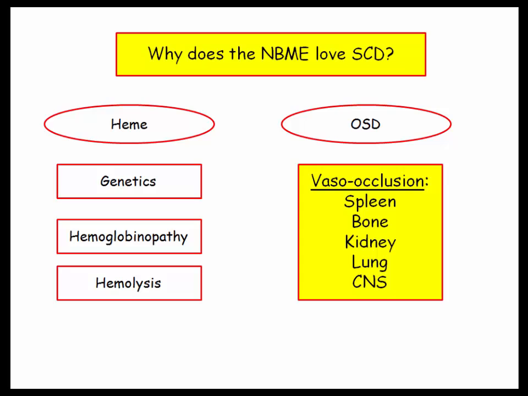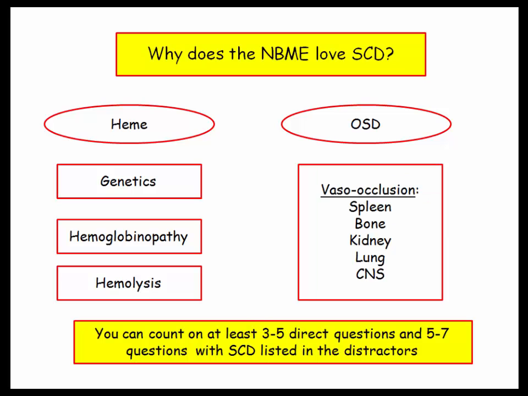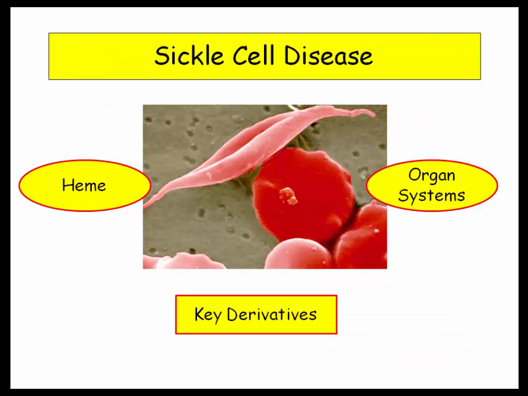Insofar as organ systems, there are so many derivative concepts, I can't even sit still looking at this slide. Systemic vasoocclusive events create a ton of organ system pathology and derivatives that we'll cover in painstaking detail. You can count on at least 3 to 5 direct questions about sickle cell disease and 5 to 7 more questions with sickle cell disease listed in the distractors. If you have a top 10 list of hematologic disorders, put this one on it. So with that background, let's launch into the must-knows and the key derivatives.